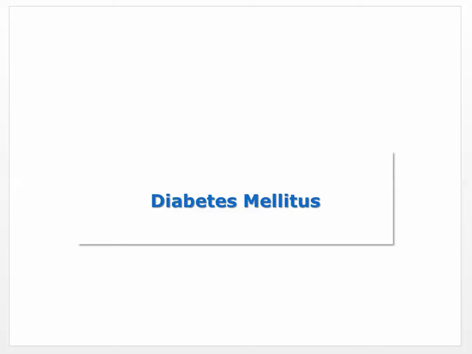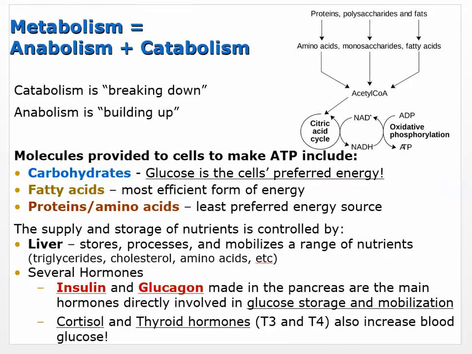Okay, so this is part 2 of endocrine where we are going to focus on diabetes mellitus. So to get started, a little bit of background, some terms that may or may not come up. Metabolism is this thing we hear about, increasing your metabolic rate. Metabolism involves both anabolism and catabolism. Anabolism is the building up, and catabolism is the breaking down.